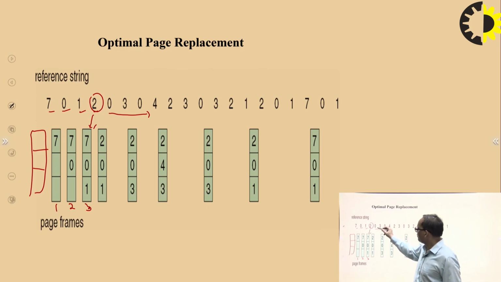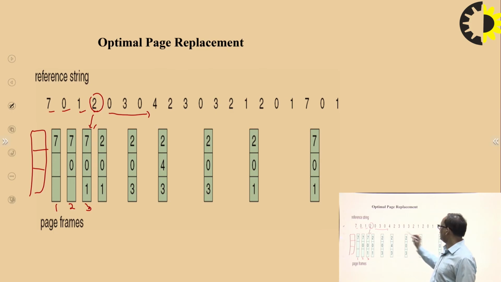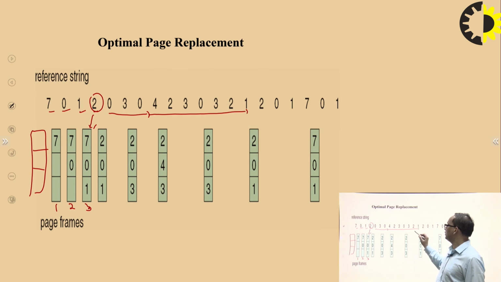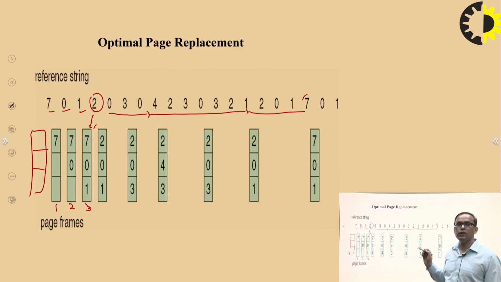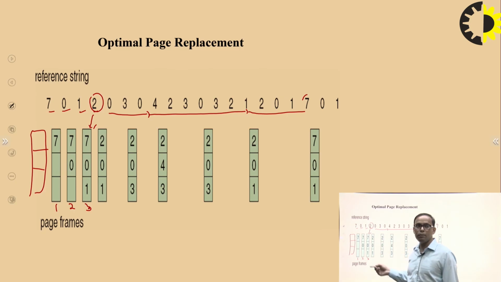0 is referred just after 2, so 0 will not be selected. 1 we will see in the forward direction, 1 is referred here and 7 is referred last. So page number 7 will be selected for the replacement, because 7 is going to be used after a long time in the future. So page number 7 will be swapped out and page number 2 will be swapped in, and page fault becomes 4.